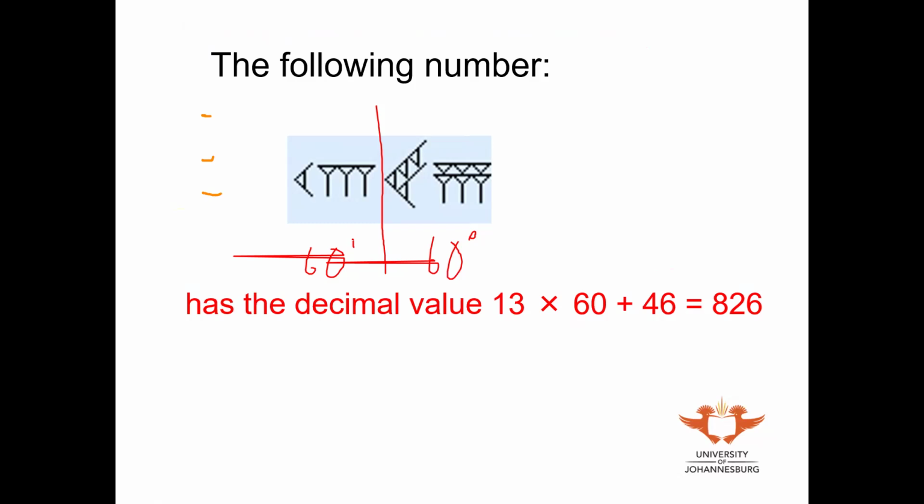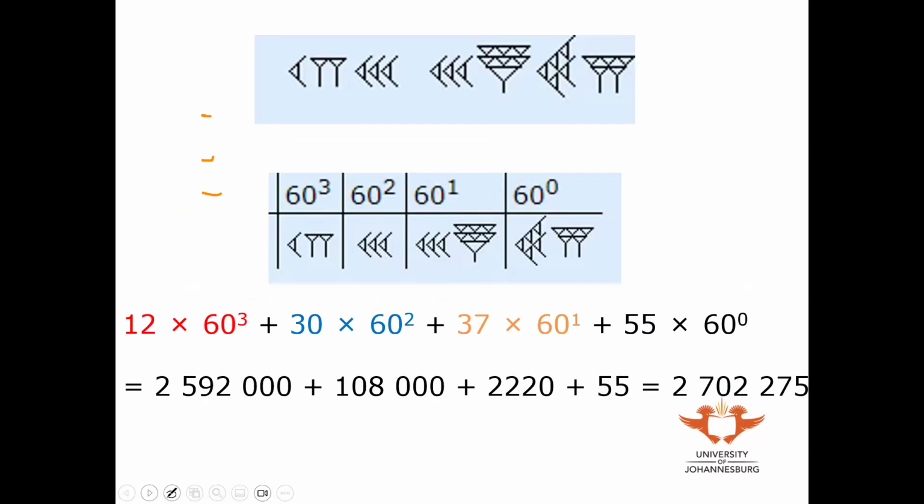Okay, so 60 to the power 0 is 1. 1 times 46 is 46. And then 60 to the power 1 is 60. I multiply by 13, then the answer that I get, I add it to that 46, and then I get 826. Okay, and that's how this is done.